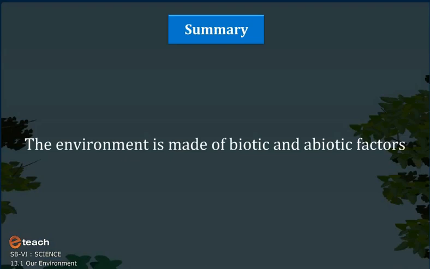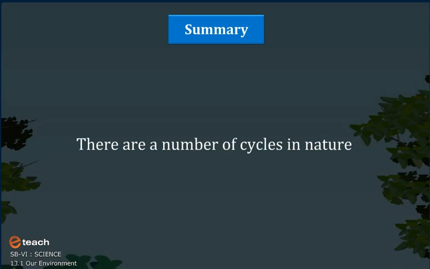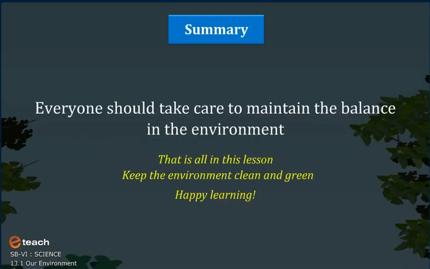Summary. The environment is made of biotic and abiotic factors. There is an interaction between the living and non-living factors of the environment. There are a number of cycles in nature. Everyone should take care to maintain the balance in the environment.